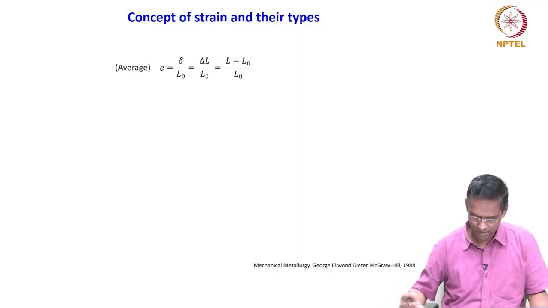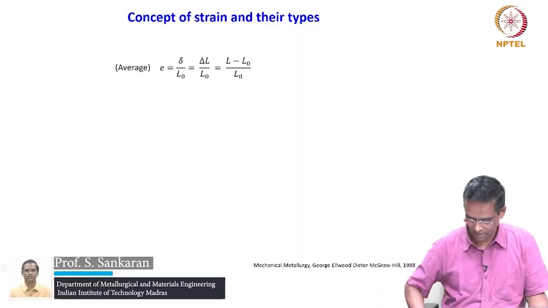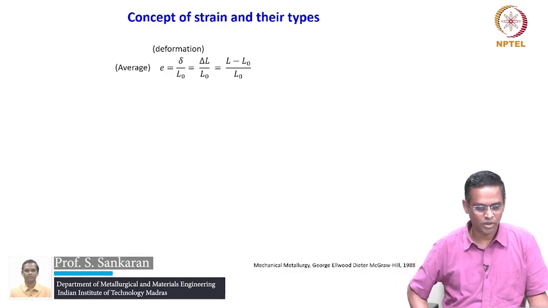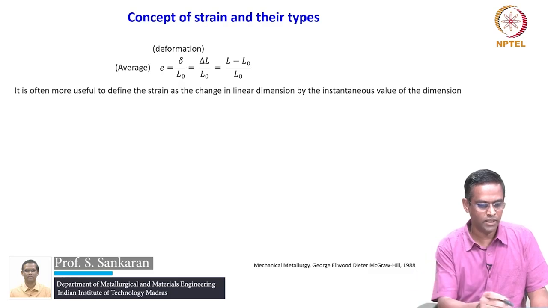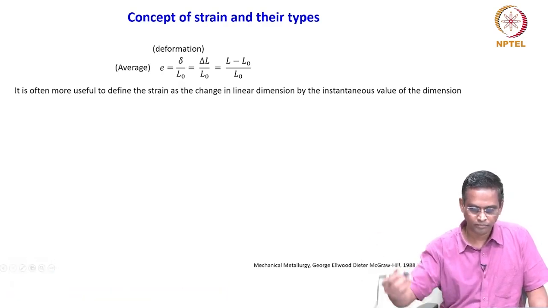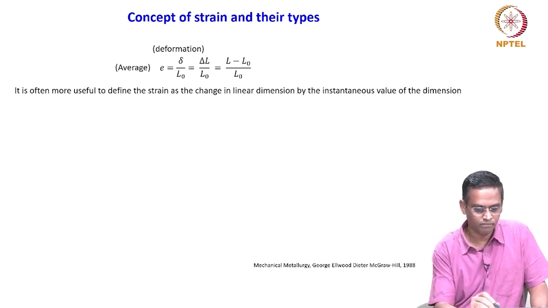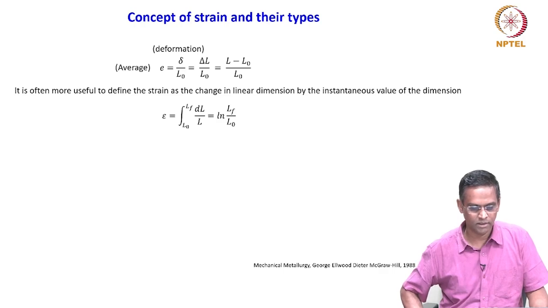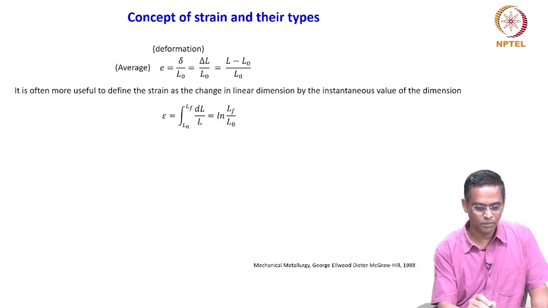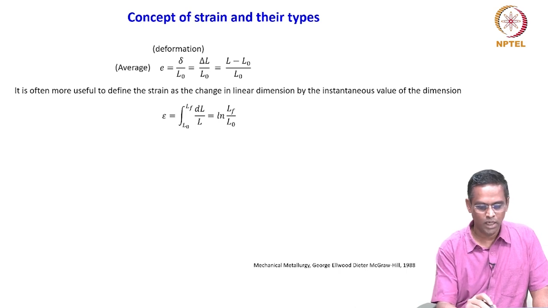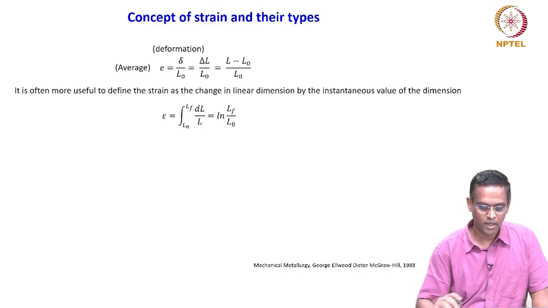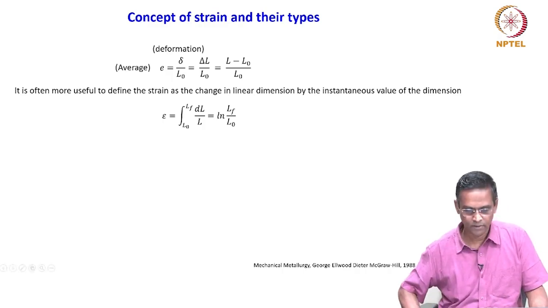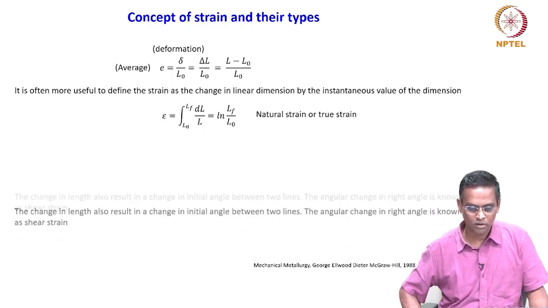So the concept of strain, how the strain is defined, is linear average strain, just like we have seen just now. It is always useful to define the strain as a change in linear dimension by the instantaneous value of the dimension, rather than this average strain, which is expressed as epsilon equal to the integral with limits L naught to LF of dL by L, which is equal to ln LF upon L naught. So this is a natural strain or true strain.